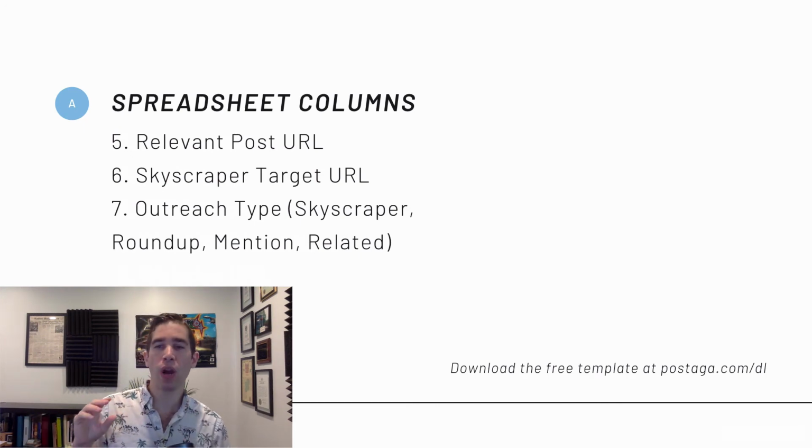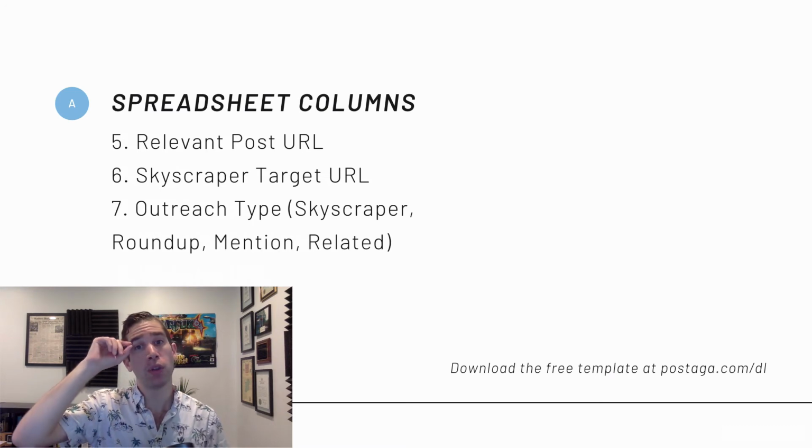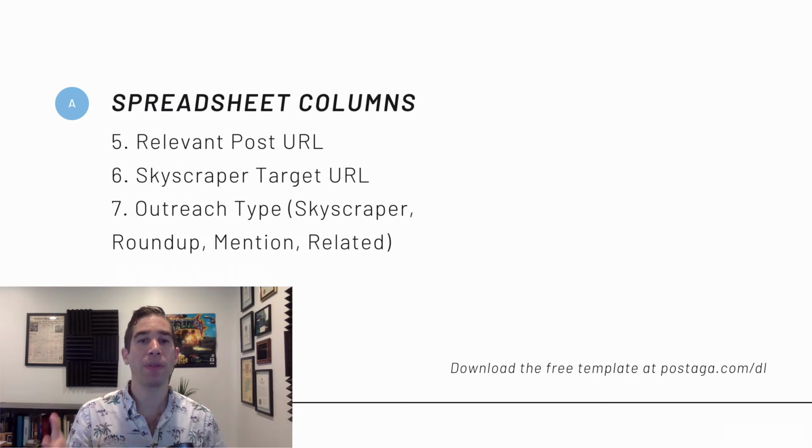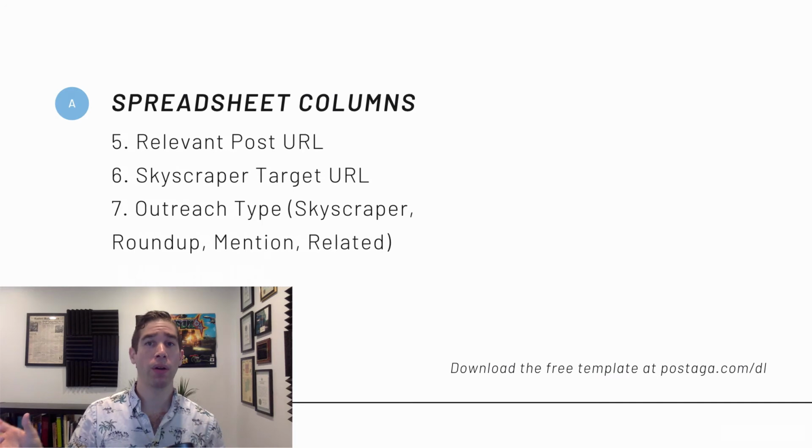And then there's a drop-down field for outreach type so that you can track what type of contact this is, so that you know how to approach them. And also so that we can eventually get data to see which types of outreach we're engaging in and how effective they are. Like, how is skyscraper doing compared to link roundup outreach, for example?